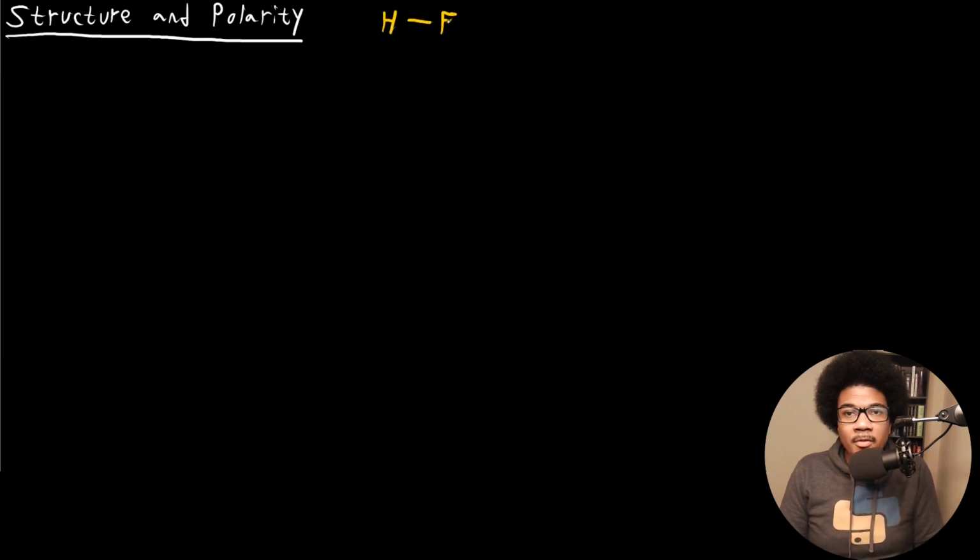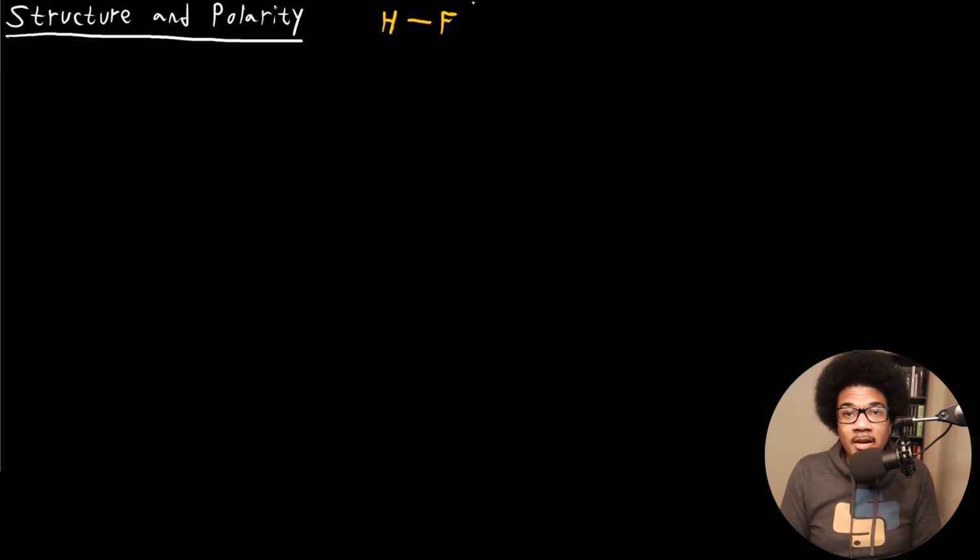We talked about how this electron pair, even though it's being shared between the two atoms, because of a difference in electronegativity, they're not actually being shared equally. They're being shared unequally, and that fluorine, since it's more electronegative, is going to want to attract that electron pair a lot closer to it than to the hydrogen atom.